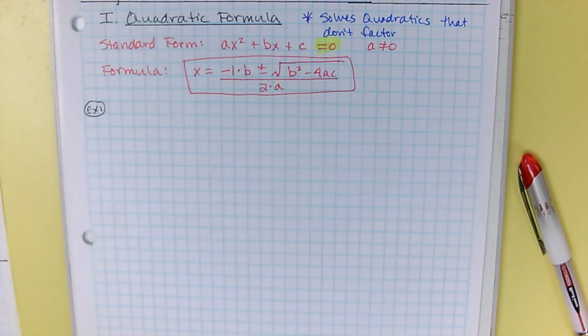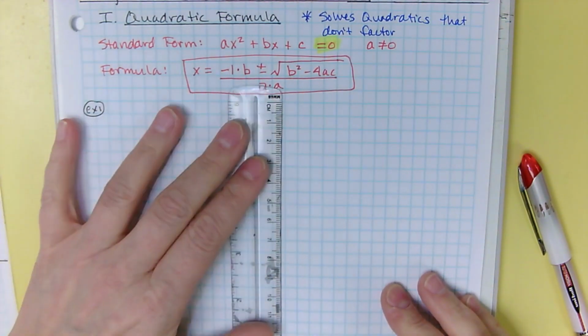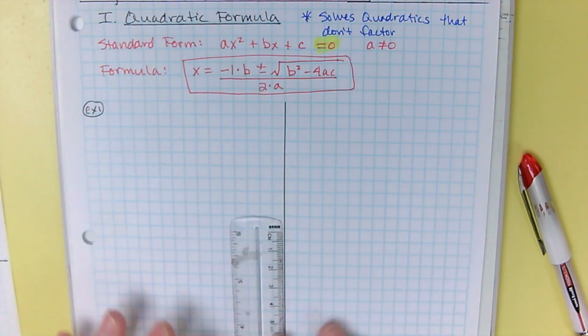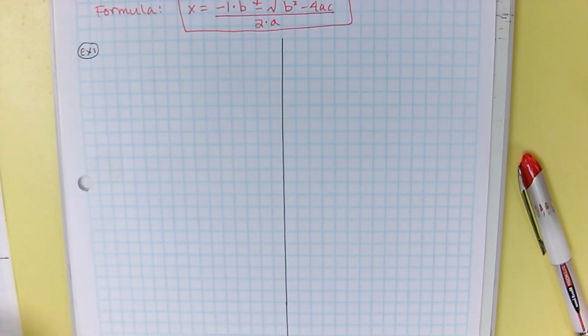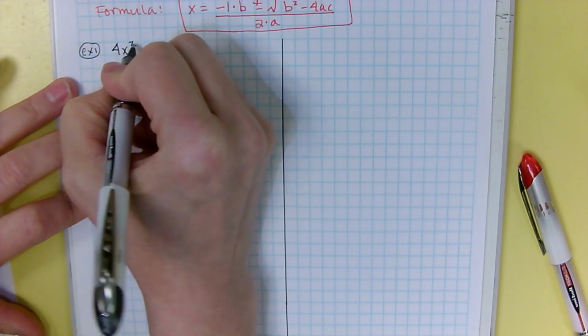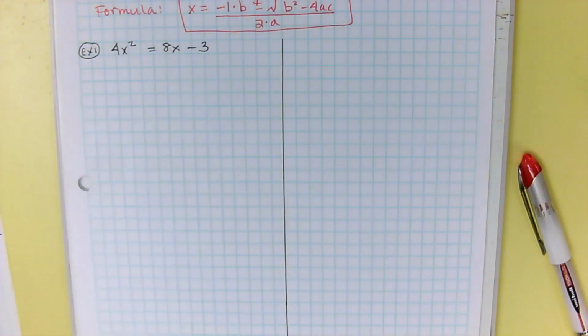All right, we're going to do a couple examples. I'm going to draw a line down the middle of the page because I'm going to do one on the left, and then I'll do some shorter ones on the right to address specific algebra dilemmas that you might run into. So example 1 is 4x squared equals 8x minus 3.